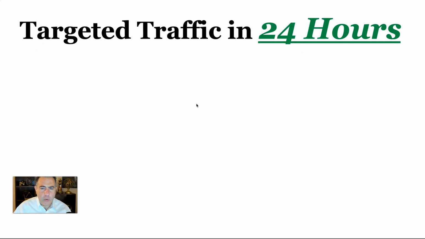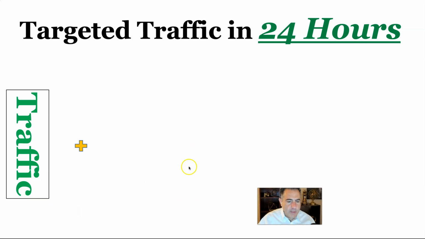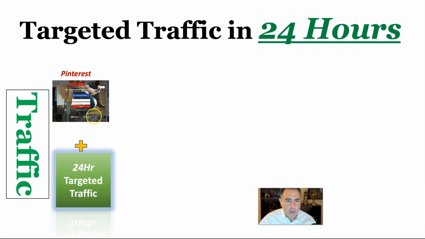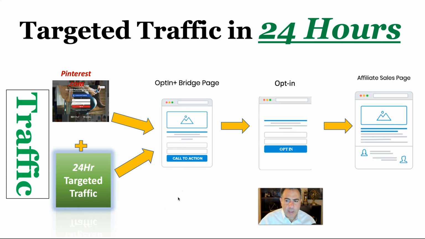You want to take off and you need a little bit of push, especially in the beginning. Now, I'm going to give you an example of how that looks. For example, if you are doing it on Pinterest and you are utilizing the 24-hour traffic, what's going to happen is it's going to go to the bridge page, opt-in page, and then to the affiliate sales letter. This is how I have it set up in the funnel that I'm going to give you.